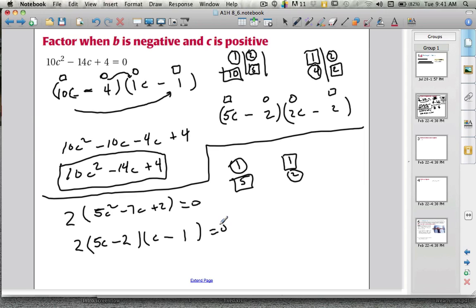Now, if we talk about solutions, you notice the solutions here, if I set this to be equal to 0, I'll add 2 and divide by 5, so that would be 2/5. And here I'll just add 1, so that would be 1.